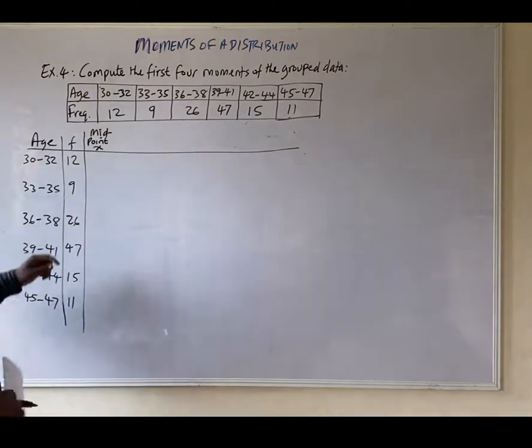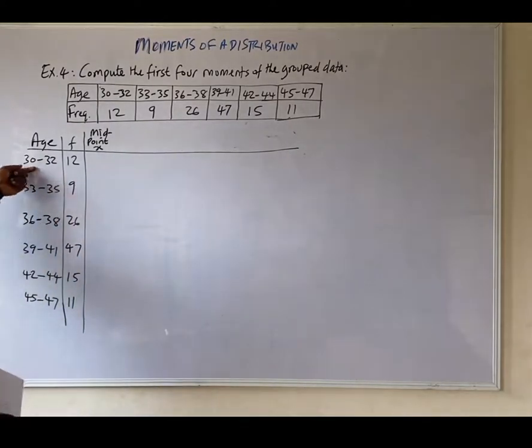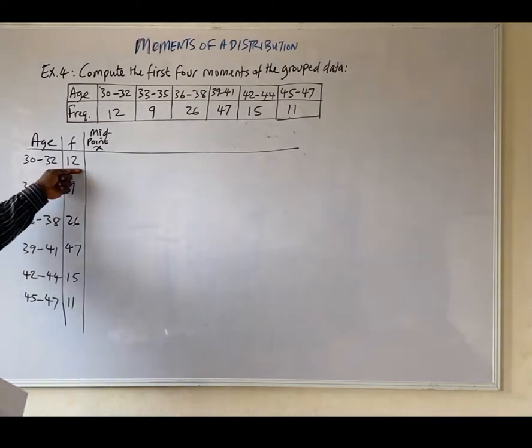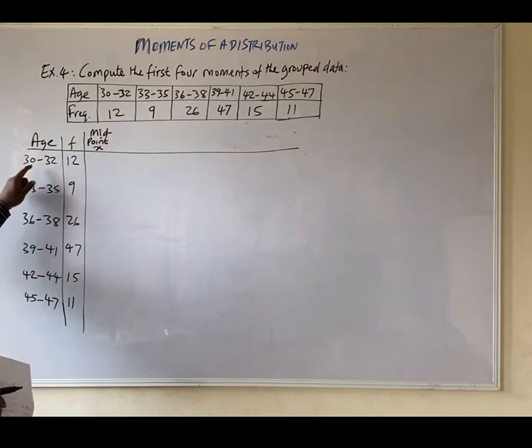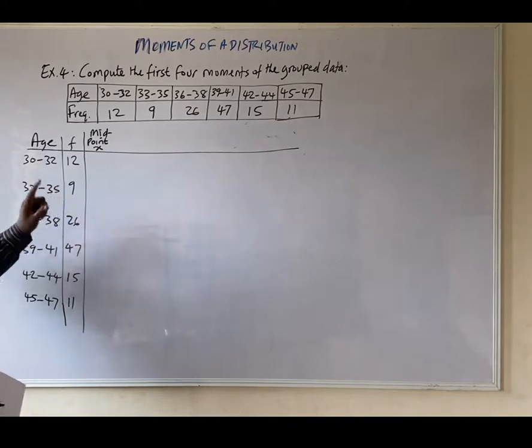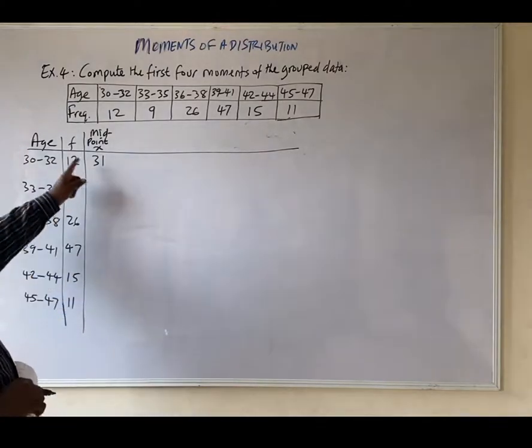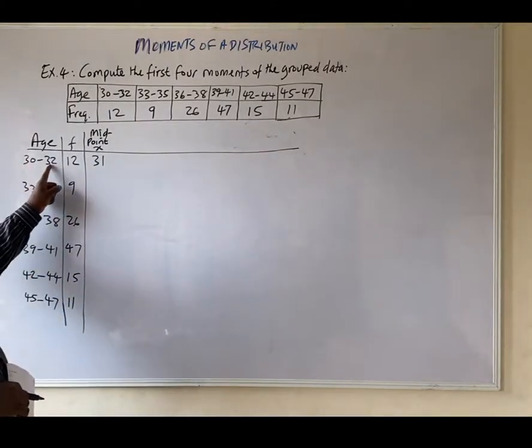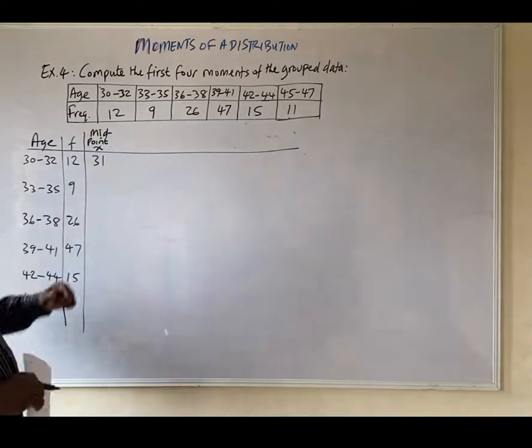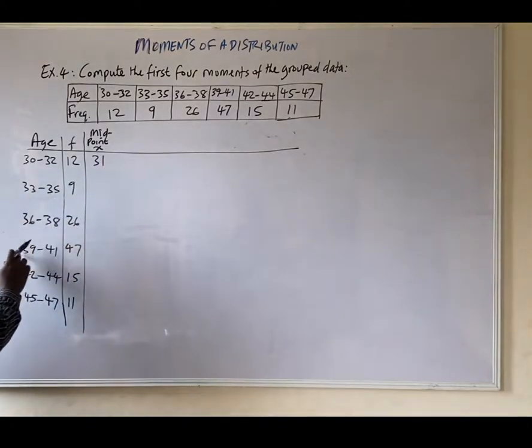Now the midpoint is given as the summation of the lower limit of the class interval and the upper limit of the class interval divided by 2. In this case, we have 30 plus 32, which gives us 62. If we divide 62 by 2, we'll have 31. So this becomes the midpoint, which is the x value. We have 30 plus 32 divided by 2 gives us 31.